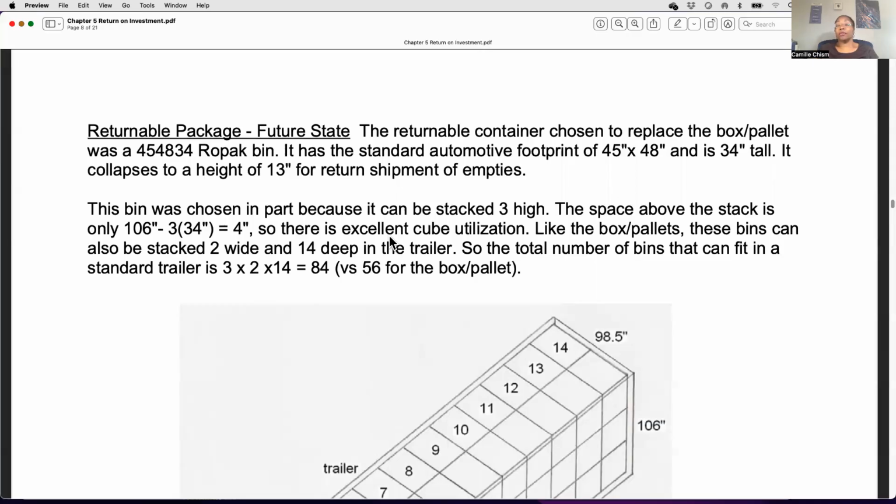So most likely you're probably going to use a bulk bin, but you still need to go through the exercise just to make sure, because maybe something changed. We have a bulk bin, maybe, or a handheld tote, maybe something fits better. So you want to go through that exercise. But assuming they went through the exercise and made a decision to replace that box, the 48 by 45 by 23 inch box is going to be replaced with the 45 by 48 by 34 inch roll pack bin.